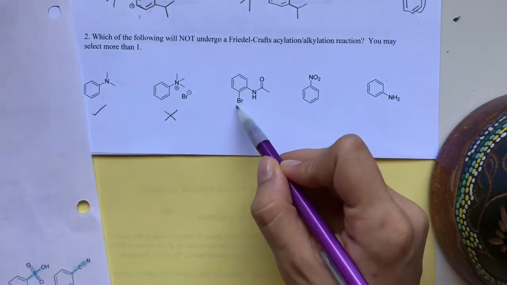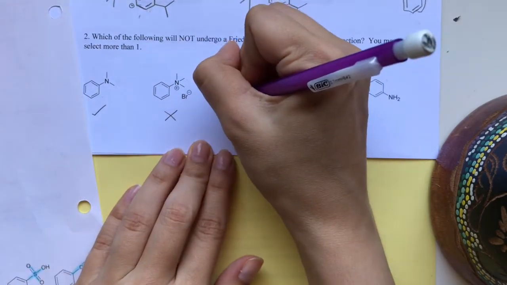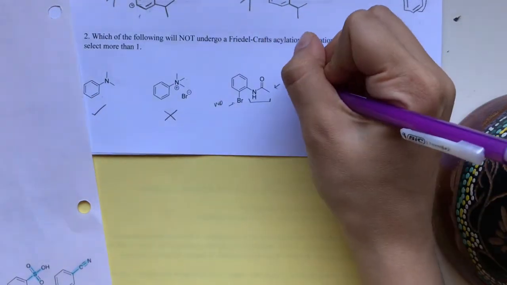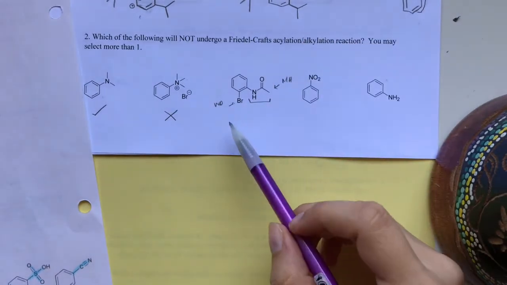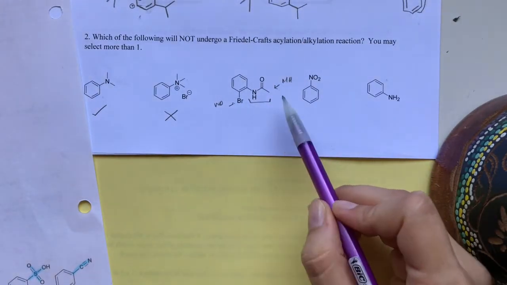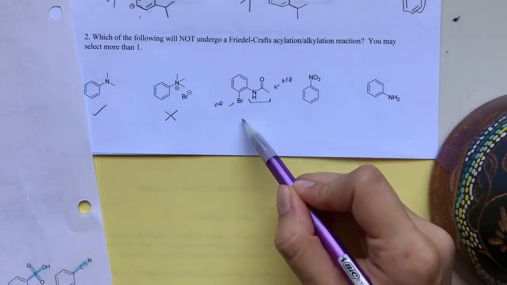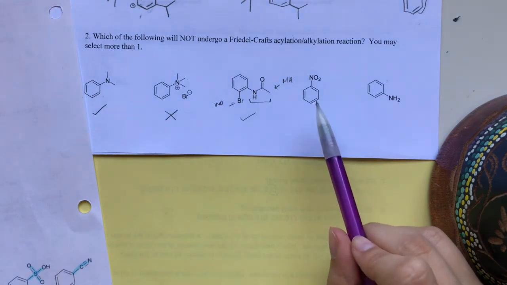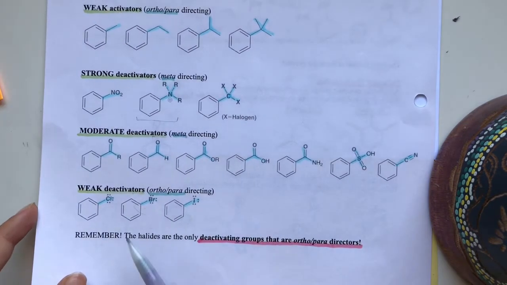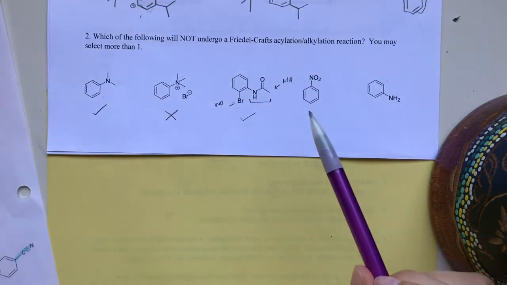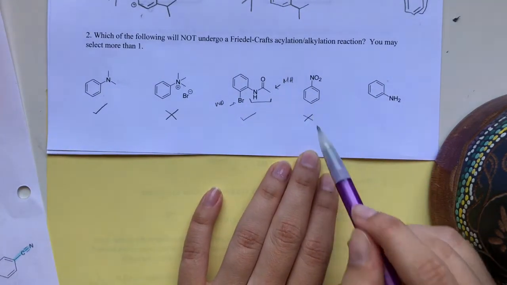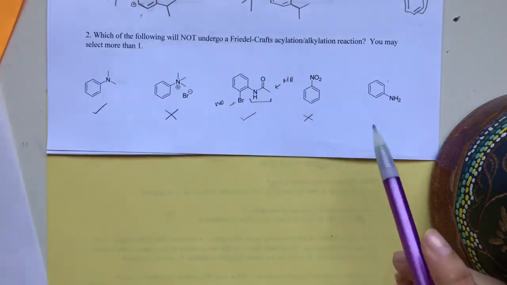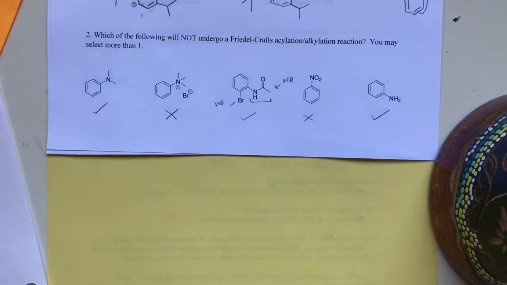The third ring, bromine, is a weak deactivator, while this group is a moderate activator. Since neither of them are strongly or moderately deactivating, that means that this ring will undergo a Friedel-Crafts reaction. NO2 is a strong deactivator, which means that it will not undergo a Friedel-Crafts reaction, and NH2 is a strong activator, which means that it will undergo a Friedel-Crafts reaction.